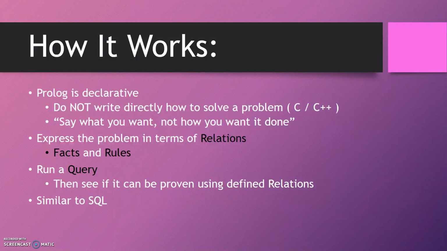So how Prolog works is it is a declarative language, so you do not directly write how to solve a problem like you do in imperative languages such as C and C++. Instead, you say what you want, not how you want it done. You express the problem in terms of relations, and these relations are broken down into two types, which are called facts and rules. You then run a query against these relations, and it will tell you whether these relations are true or false, depending on these defined facts and rules. This is very similar to what we've done in SQL.